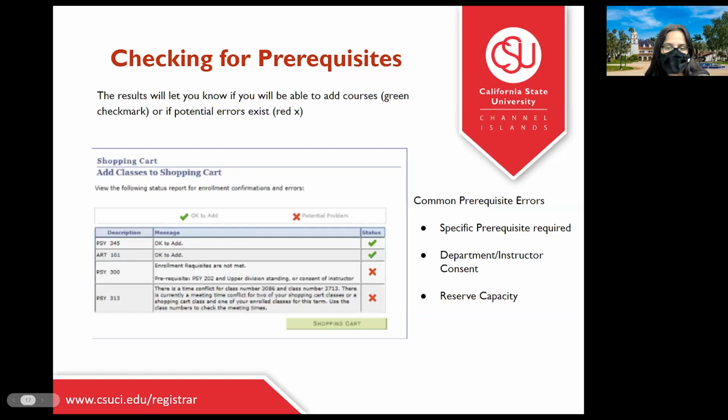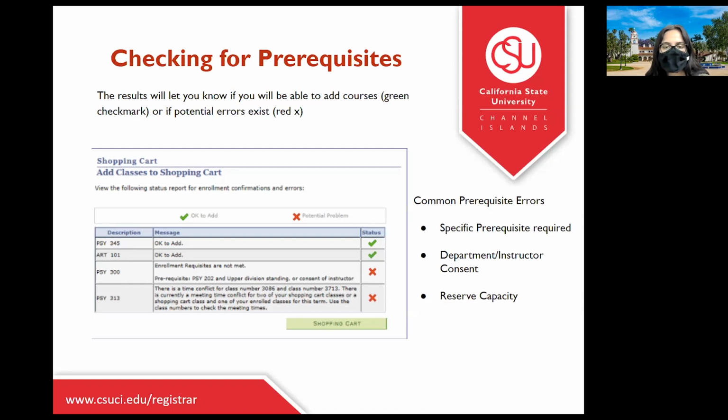After you've clicked through validating your classes, you will either see a green check mark or a red X. If you see a green check mark, that means you're okay to add your classes, so you can leave them in your shopping cart for when your enrollment appointment begins. If there's a red X, it means that there may be some prerequisite errors. You will see a short description of what the error is, similar to the screenshot here, so please make sure that you read that description very carefully.